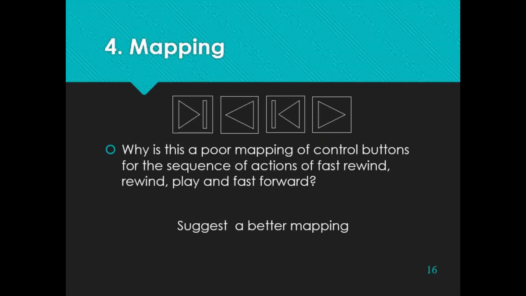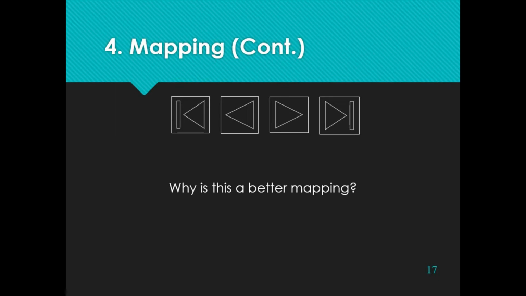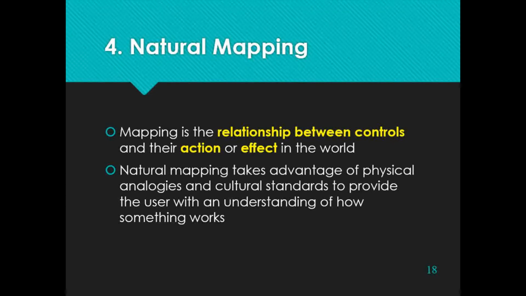Mapping. Based on this example that we have, why can this be considered a poor mapping? So is it a better mapping? Yes. When you place it in a way that people always recognize, usually humans can use it more effectively and easily. So it is usable. Natural mapping. Mapping is the relationship between controls and their action or effect in the world. Natural mapping takes advantage of physical analogies and cultural standards to provide users with an understanding of how something works.